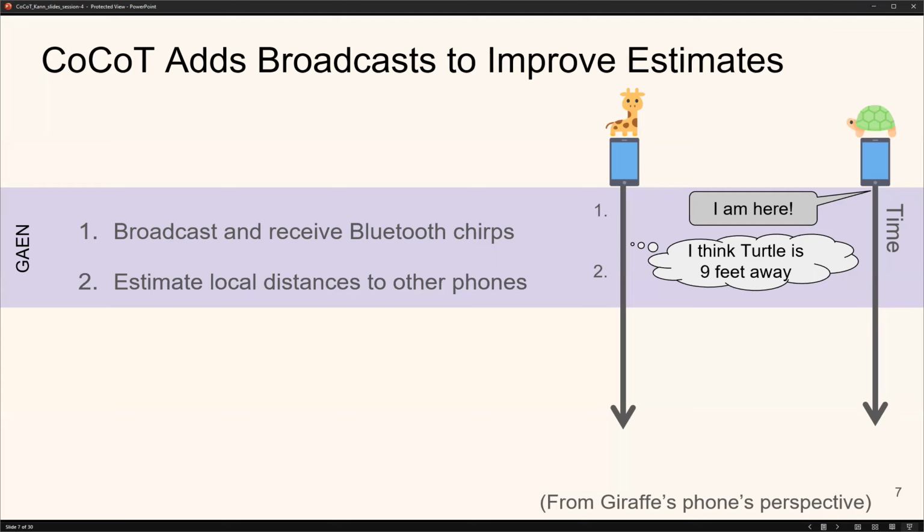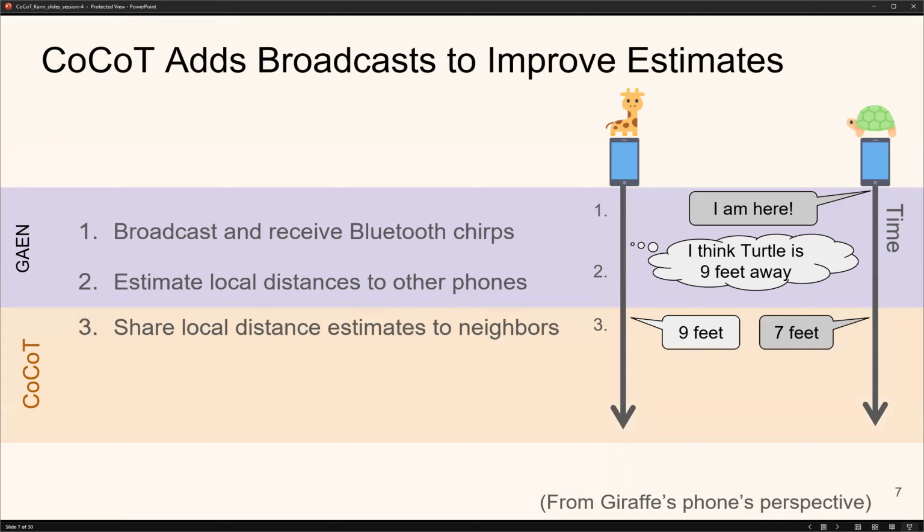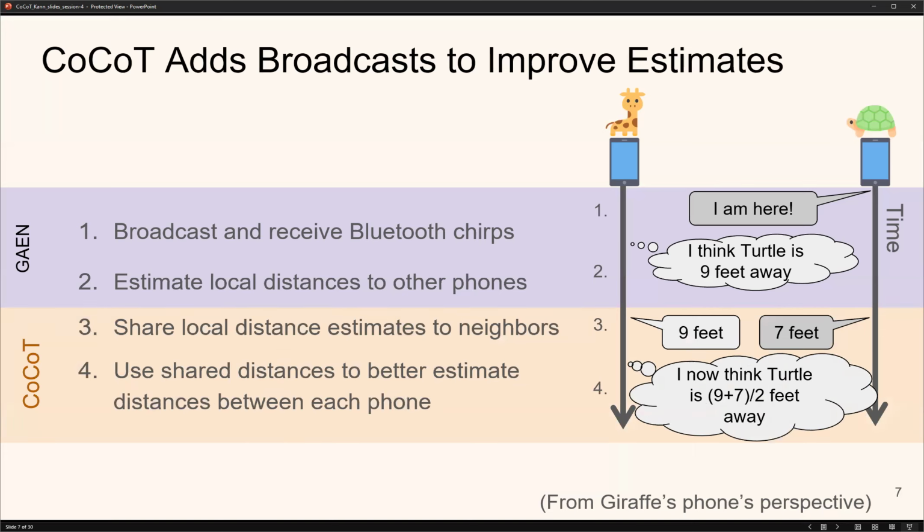Normally with GAIN, you would stop here, and GAIN would leave the phones with a noisy Bluetooth-derived distance estimate. But with CoCoT, we're going to continue onwards, and we're going to share or rebroadcast those locally derived distance estimates to neighbors. So the giraffe's phone is going to tell the turtle's phone, "I think you're 9 feet away," and vice versa, it's going to hear back, "I think you're 7 feet away."